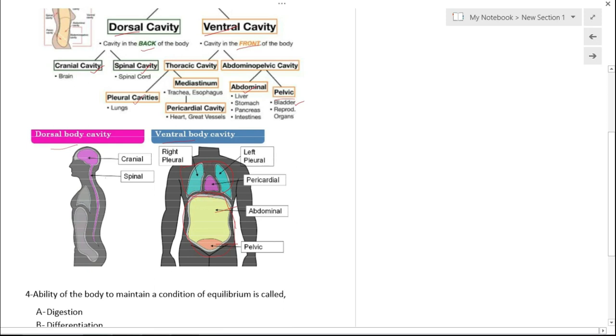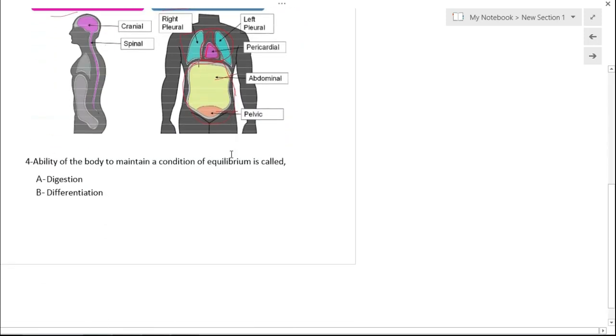Mediastinum is present like this. Okay, you can see here. Okay, this is the mediastinum total region, and this is pericardial cavity. Okay, this is pericardial. In this region heart is present, pericardial cavity. Here this is the mediastinum. Okay, understood? Now we are moving to the next question.